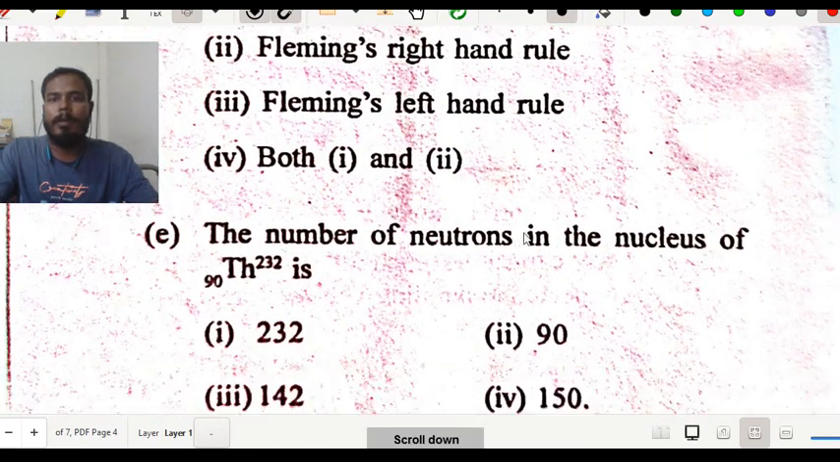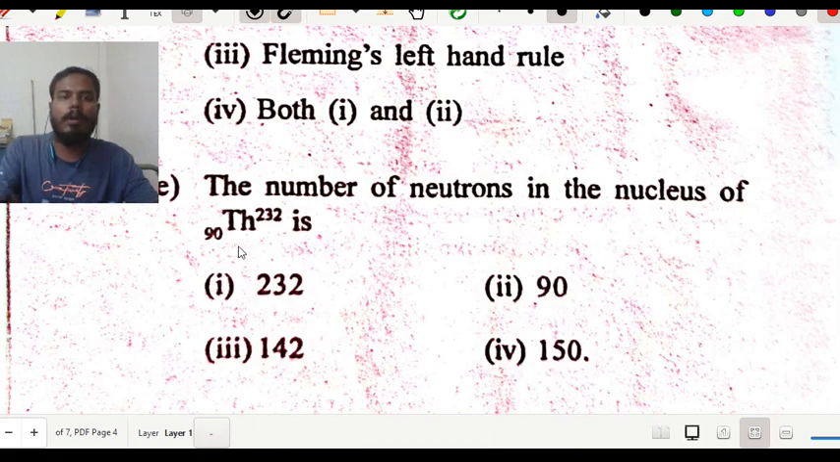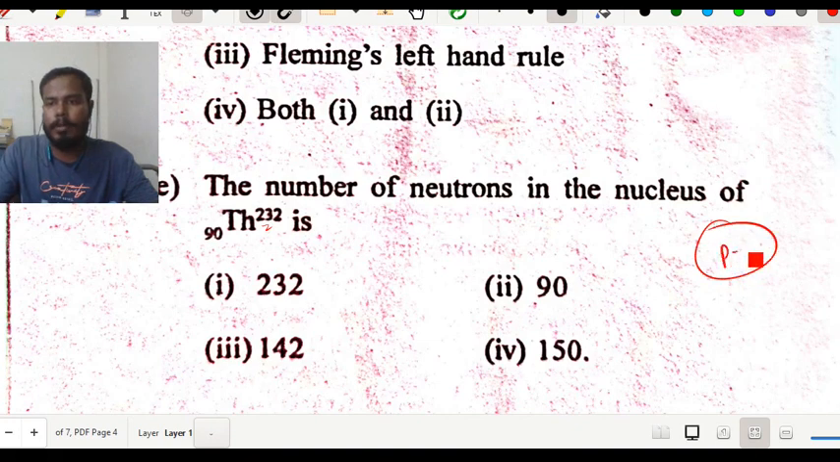Next question, the number of neutrons in the nucleus of thorium 232 with atomic number 90. See, in an atom, at the nucleus we have proton plus neutron. Here you can see proton is 90. Then total, this is your mass number. P plus N is your mass number, so it is 232. Proton is 90. They are asking what is neutron here.